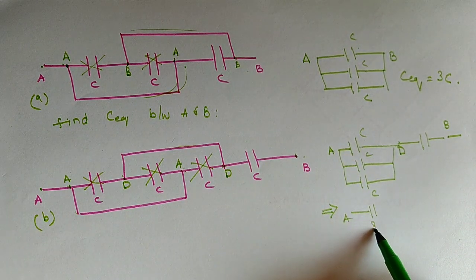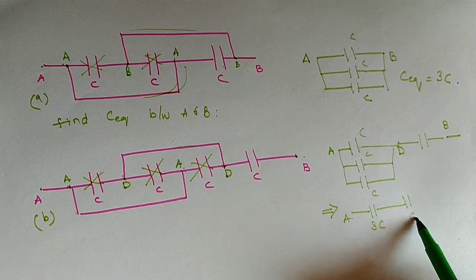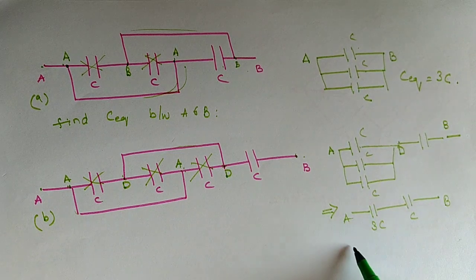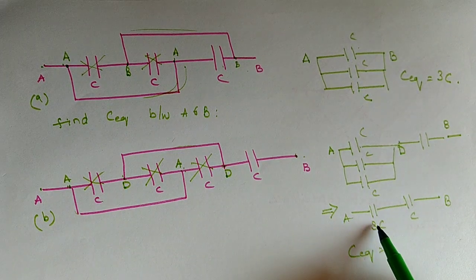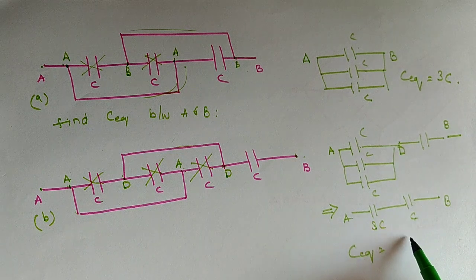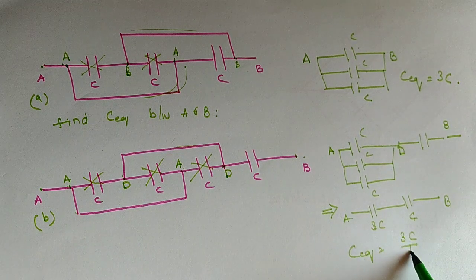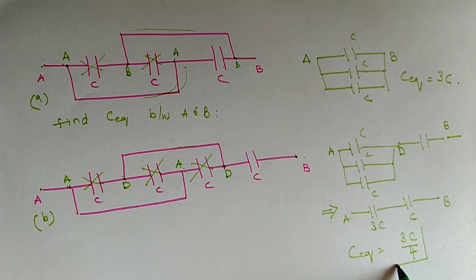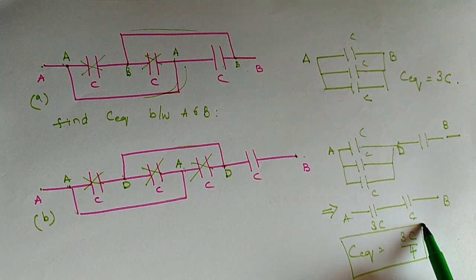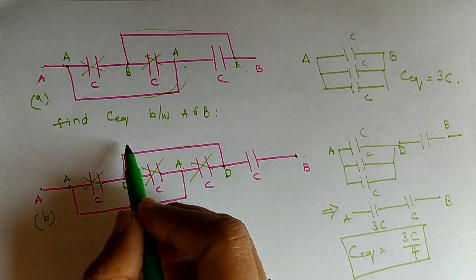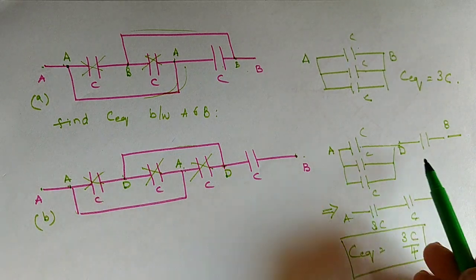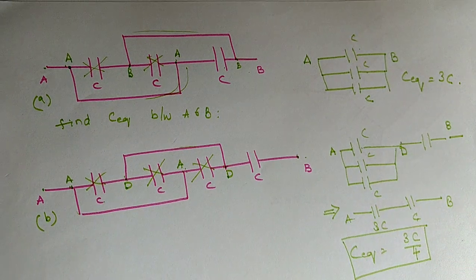Between A and B you have 3C followed by C. So what should be the equivalent capacitance? 3C into C by 3C plus C. That is 3C by 4. Because they are in series combination. So if metal wires are connected inside the circuit, you can follow this method.